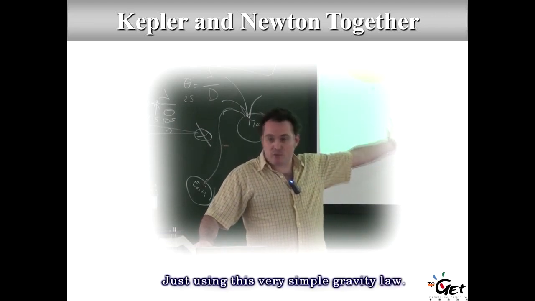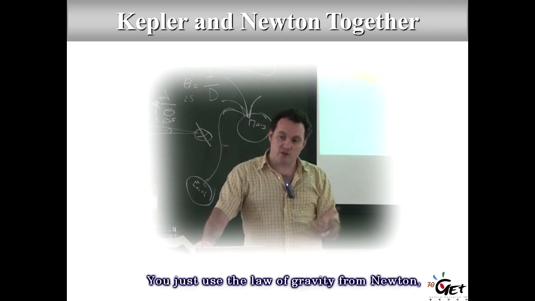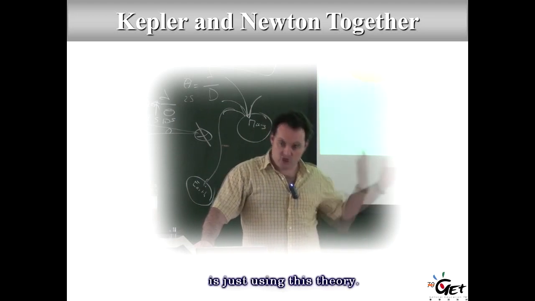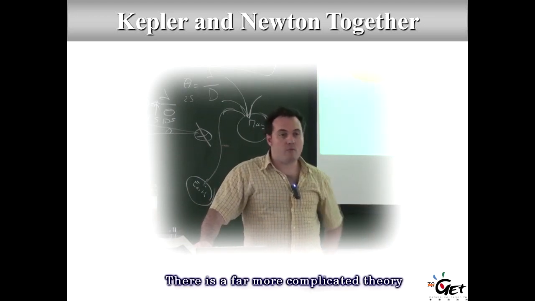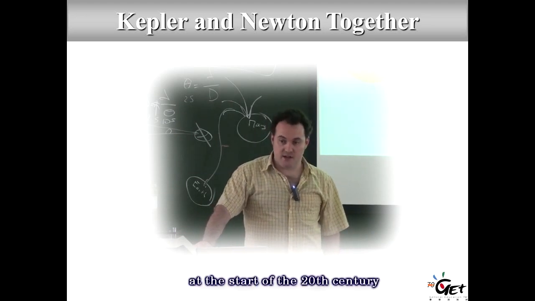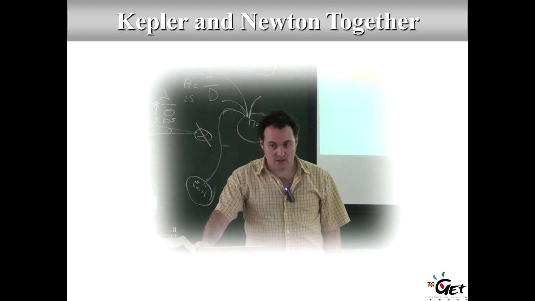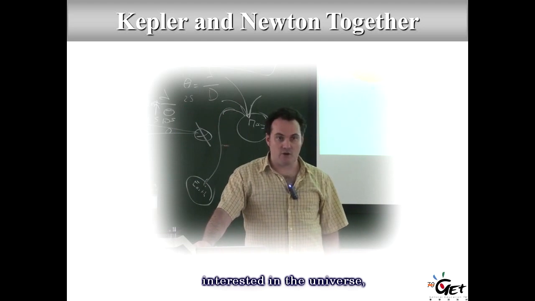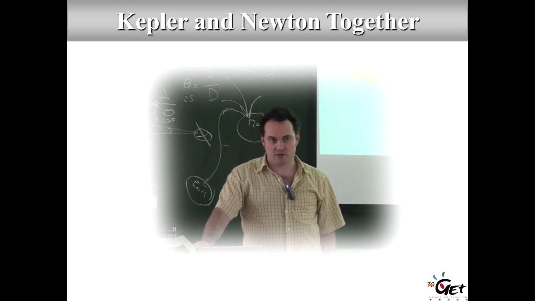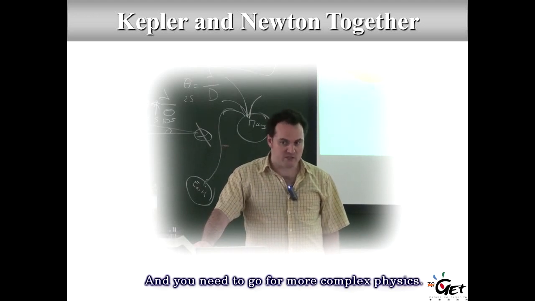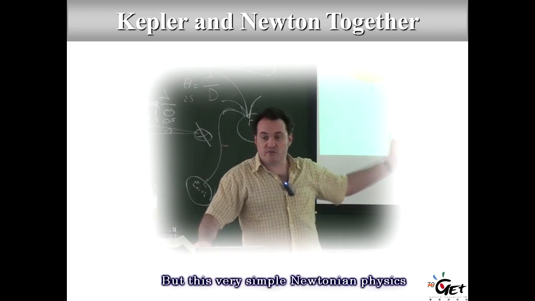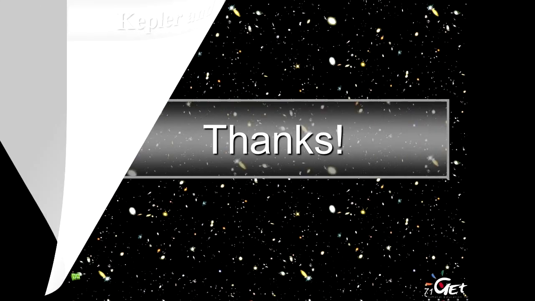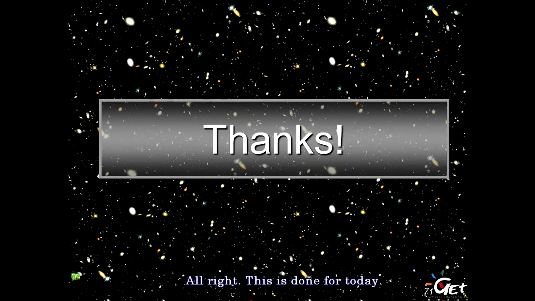Just using this very simple law of gravity from Newton, the calculation to send people to the Moon, we are just using this theory. There is a far more complex theory invented by Einstein at the start of the 20th century, which is called general relativity, which explains a lot of things at the cosmological scale. So for people like me that are interested in the universe, we mention that when we start talking about the universe's evolution. Then you need to go for more complex physics. But this very simple Newtonian physics explains a lot of things at the scale of the solar system. Almost everything. Okay? All right, so this is done for today.